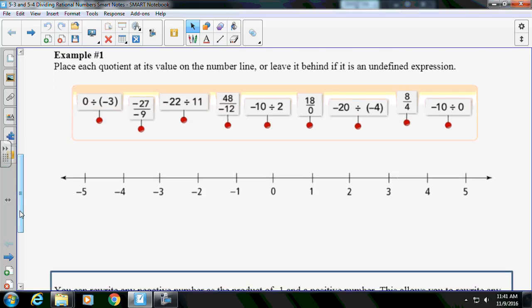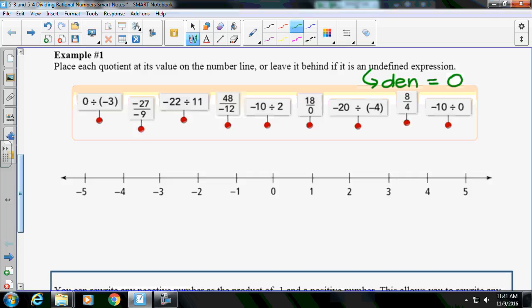So what I want you to do is place each quotient and its value on the number line, or leave it behind if it's an undefined expression. What is an undefined expression? Remember, undefined means the denominator equals 0. And in math, that is a huge no-no. Okay, so take a minute, put these on the number line, and we'll meet back.